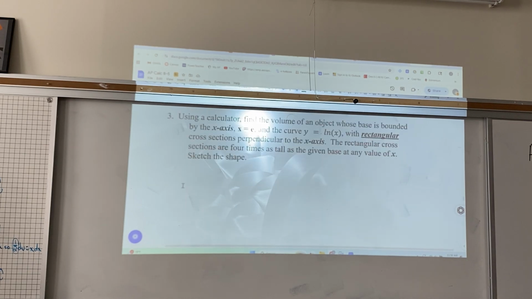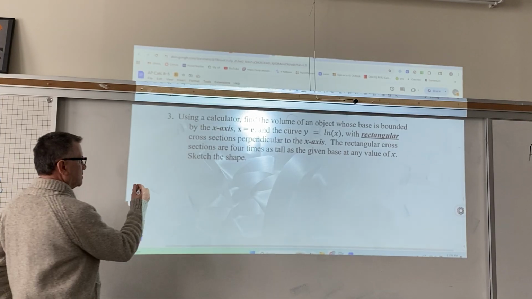Oh, we get to use a calculator. Find the volume of an object whose base is bounded by the x-axis, x equals E, and the curve y equals ln x. And this time I've got rectangular cross sections. Well, let's get to that one in a minute.